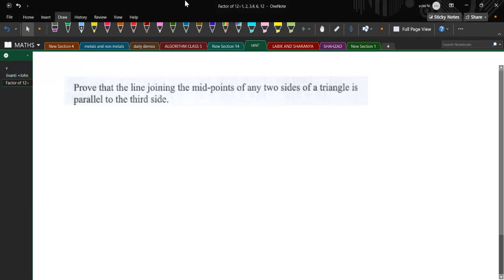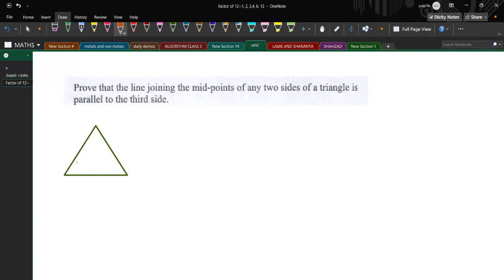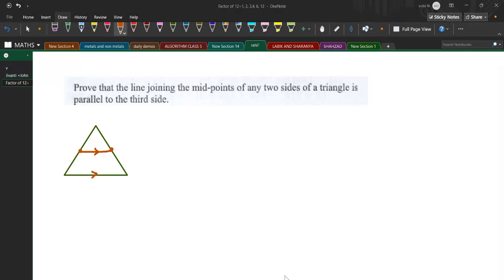Wait, I have a diagram for you first. Let us see the diagram. See, this is the midpoint of the two sides of the triangle. Prove that the line joining the midpoints of two sides is parallel to the third side. So this is what we have to do. Is the theorem by-hearted, not by-hearted? How are we going to start now?